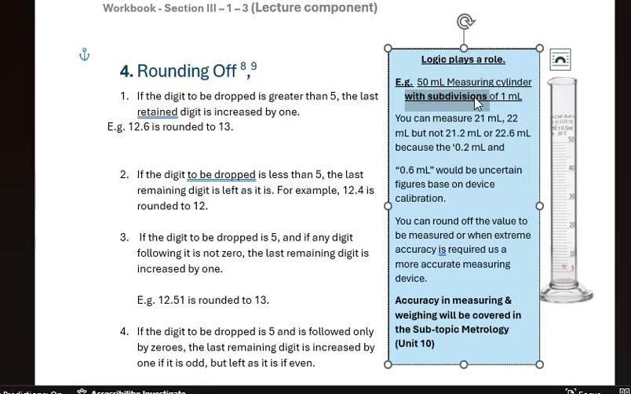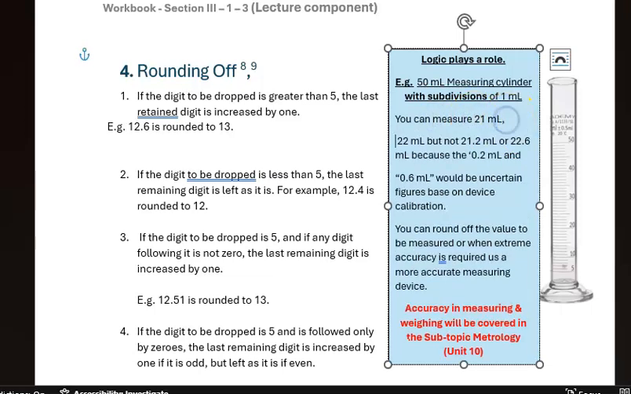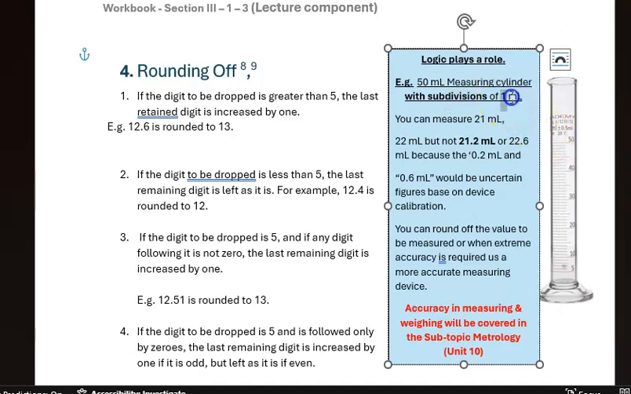For the purpose of PharmCal, the questions normally tell you the subdivision. And this will come out when you move across to Unit 10, which is called Metrology. So this part will come at you again in another topic for the syllabus. So you can measure 21 mil, you can measure 22 mil, but you cannot measure 21.2 mil if the measuring cylinder says that the subdivision, the little lines in between, is only in increments of 1 milliliter.